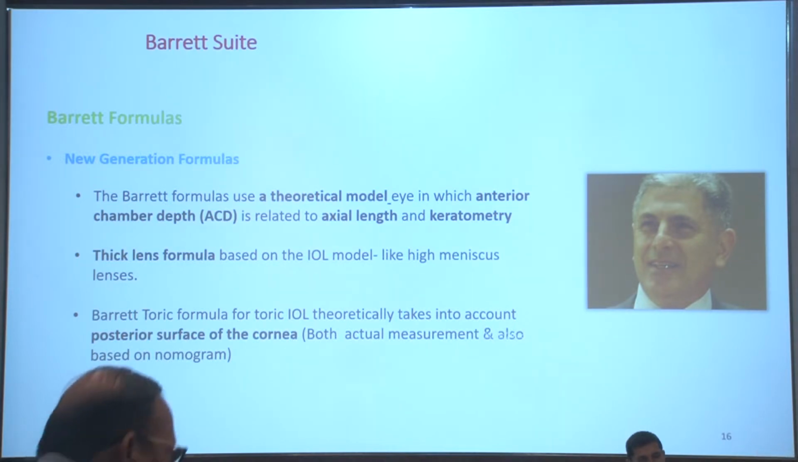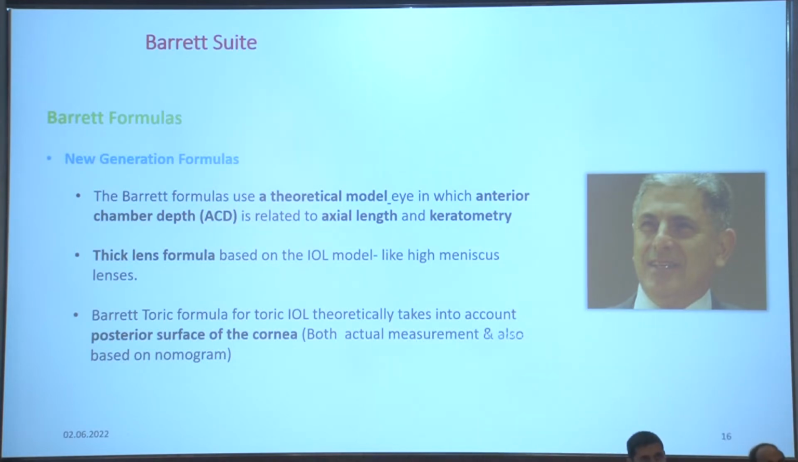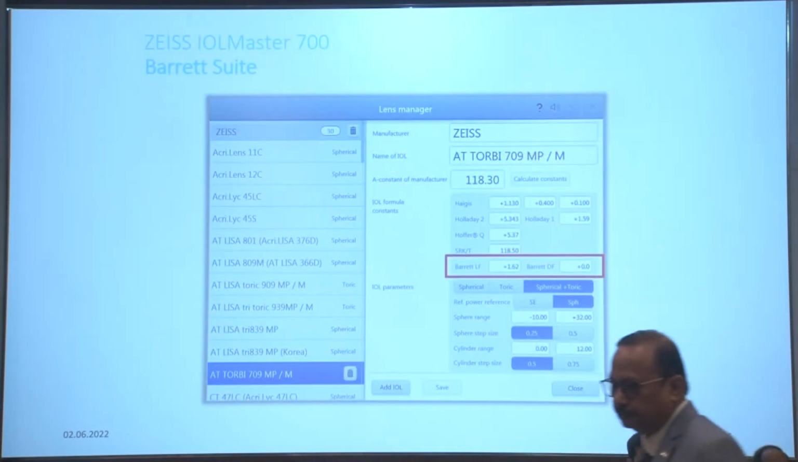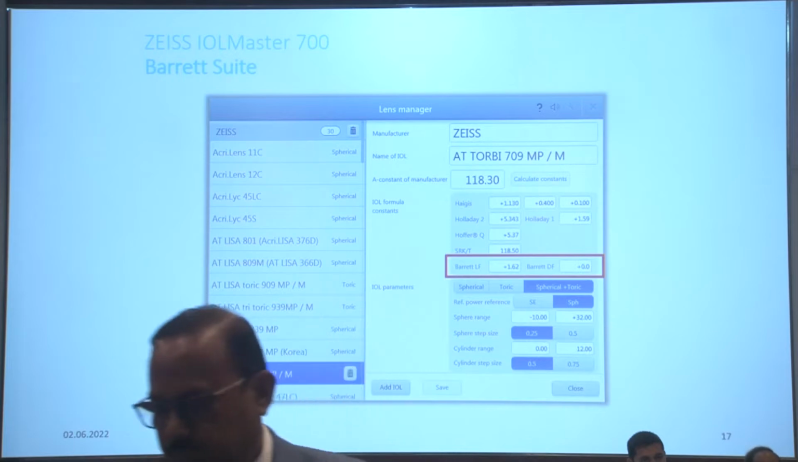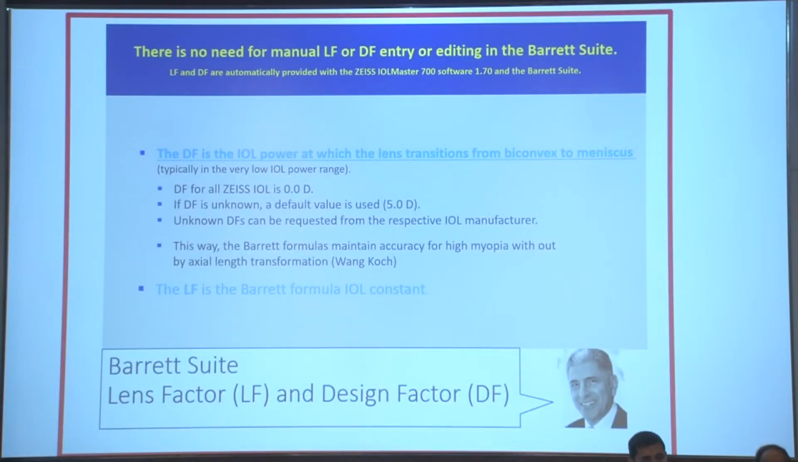So you can use both the actual measurement of the corneal power, and you can go for the nomogram method. Barrett Suite also has two types of factors: one is the lens factor and one is the design factor. The lens factor is given by Barrett for the individual IOLs. But the design factor is very important because it gives the lens transition from biconvex to meniscus. So when you are operating on any patient who has extreme high myopia, then the design factor has to be changed in the Barrett formula. This is inbuilt in the majority of the Barrett formulas.